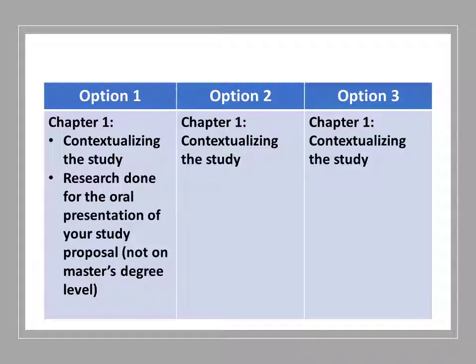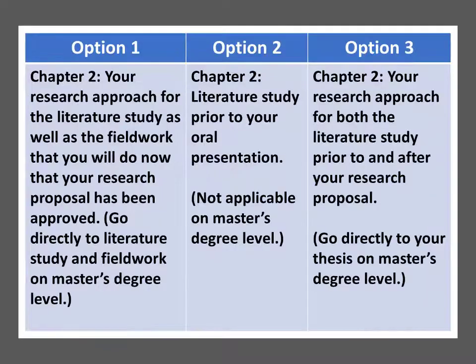Chapter 1 can deal with the context for your study and some of the contents of your oral presentation, or it can deal with the context for your study only. For example, if it is a thesis that you were writing, you can explain your research approach to the literature study and field research in your second chapter. Alternatively, chapter 2 can deal with the literature study for the oral presentation only. This option will not apply to master's degree studies, of course.